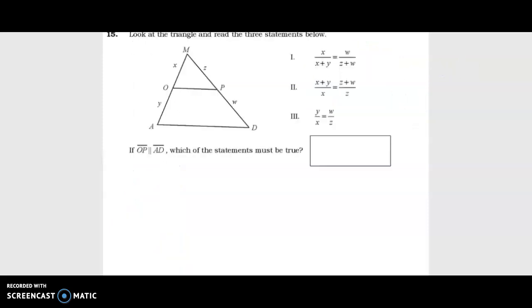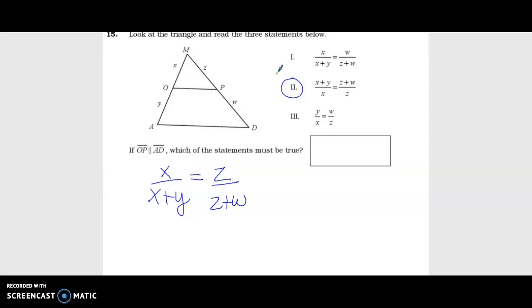15 is multiple choice. So, if we have x over x plus y, you would have to then take z over z plus w. Does number 1 match with that? No. Does number 2 match with that? Yeah, it's just the reciprocal. They just took the fractions and flipped them. So 2 works.